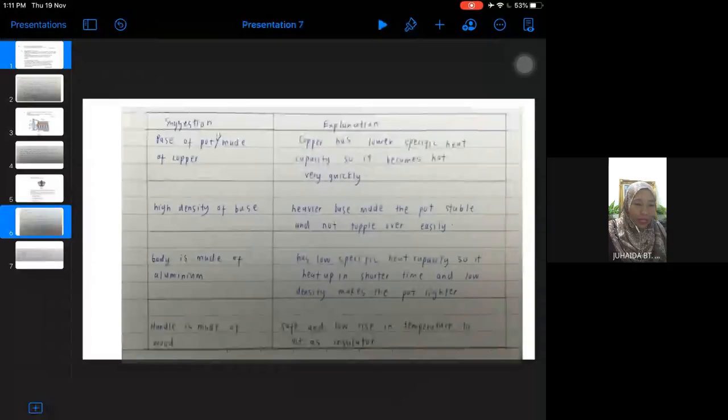Okay, so reason pun kita boleh kata heat up slower. Reason tak apa. Reason dia pakai reason yang sama boleh. Tak ada masalah. Okay. As long as you write again the answer. Okay. Boleh ya?